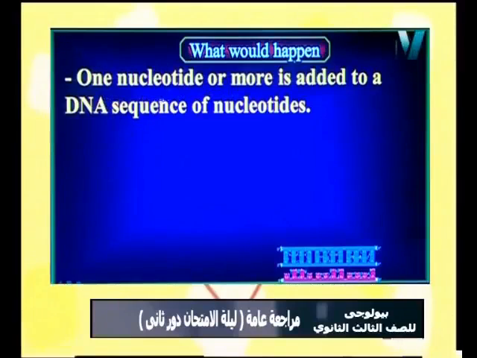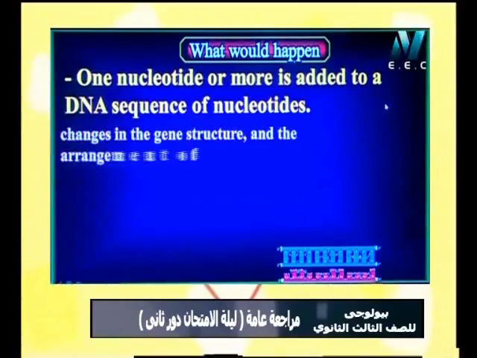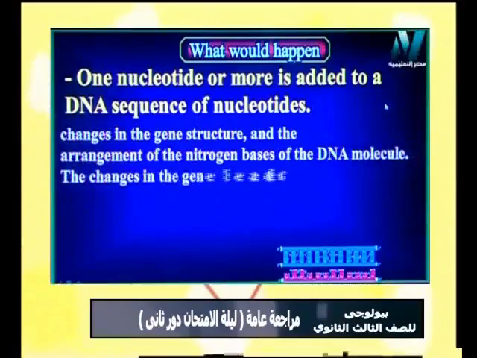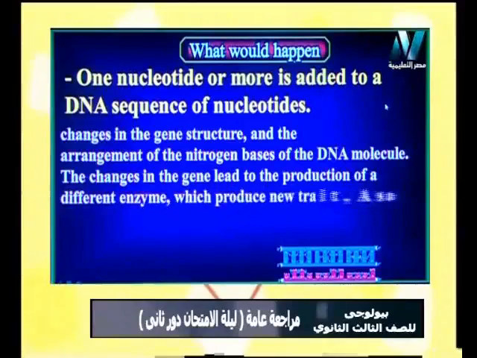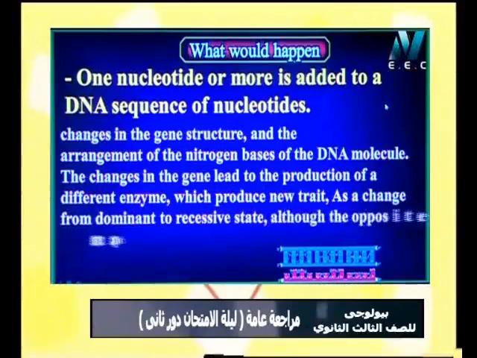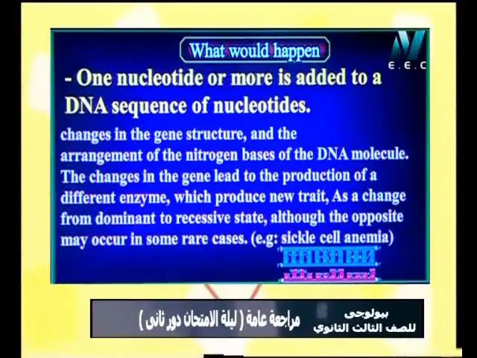يبقى that it changes the sequence of amino acids and that it changes the protein that's called the gene mutation. دايما لما يسألني عن نيوكليوتايد يبقى انا بتكلم عن الجين ميوتيشن. يبقى الانسر change in the gene structure and the arrangement of the nitrogenous bases of DNA molecule. The change in the gene leads to the production of different enzymes which produce new trait as a change from dominant to recessive state, although the opposite may occur in some rare cases. يعني العادي انه ممكن يتحول من dominant لrecessive، لكن صعب قوي انه يتحول من recessive لdominant.